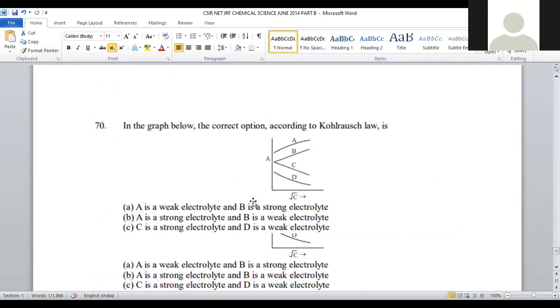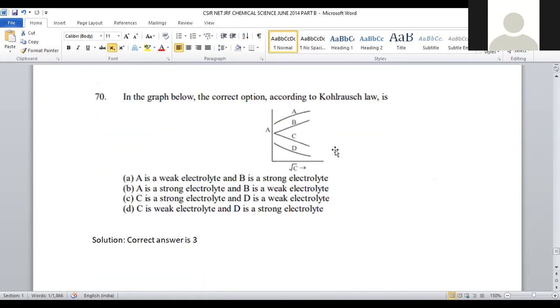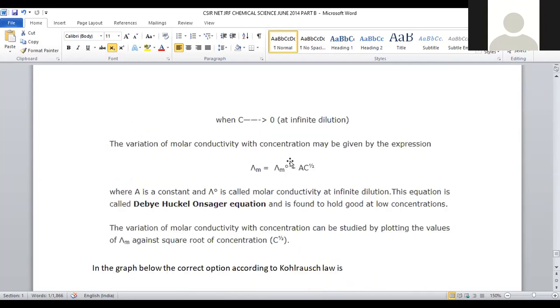Let us move on to the last question of the series. It is a part of electrochemistry. In the graph below, which is the correct option according to Kohlrausch law? So here the graph is plotted between lambda versus under root C, and different curvature values are given within the problem. So according to this, we have to depict which is the strong electrolyte and which is the weak electrolyte.